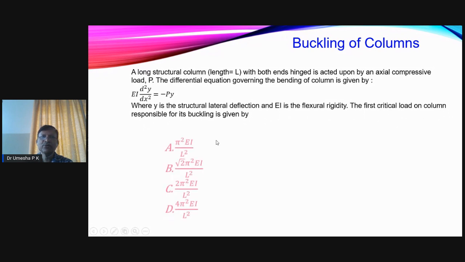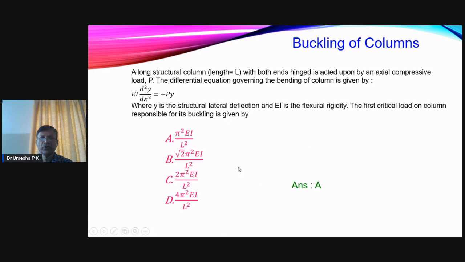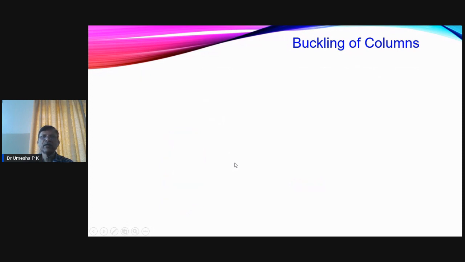They're confusing all the things. So we know that if it is both ends hinged, the buckling load will be π²EI/L². So option A is the correct one. They've given the description of all the things, so no need to worry. We should know what the boundary condition is. They've given both ends hinged and the flexural rigidity equations, everything. They'll confuse you with that. So option A is the correct one.